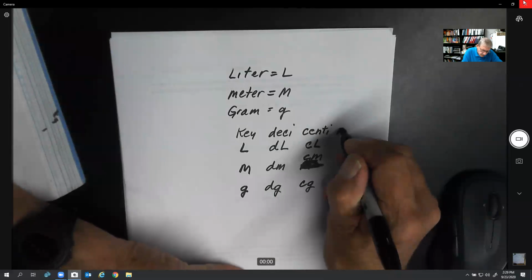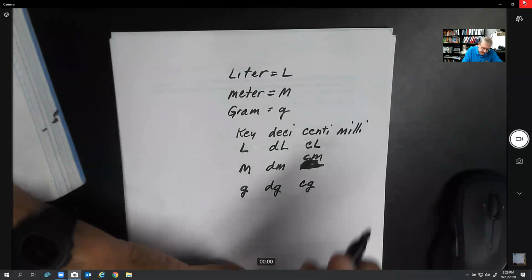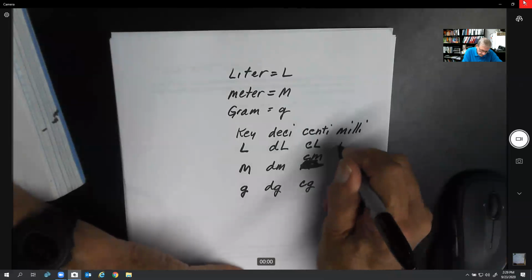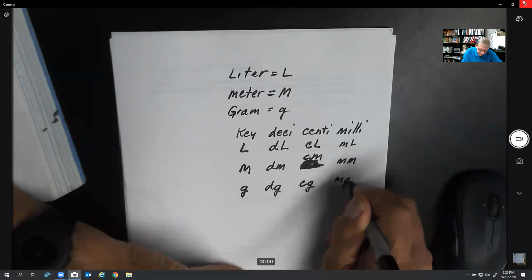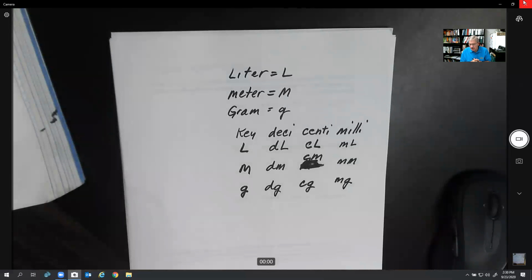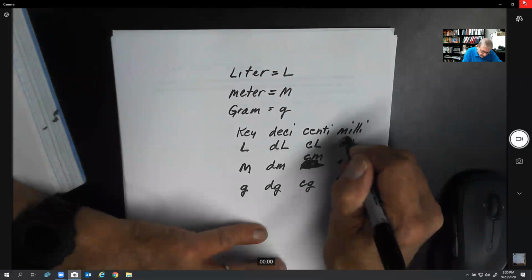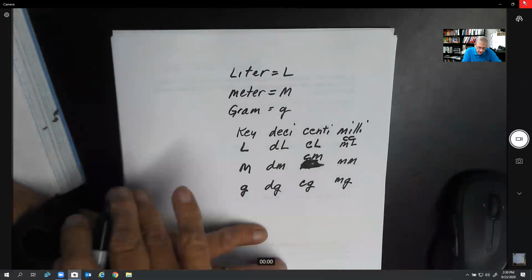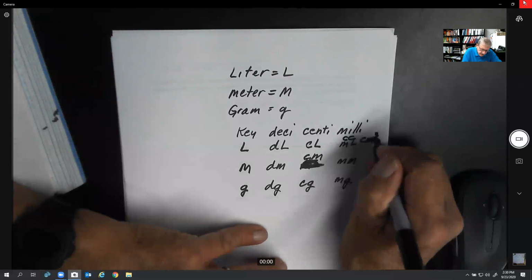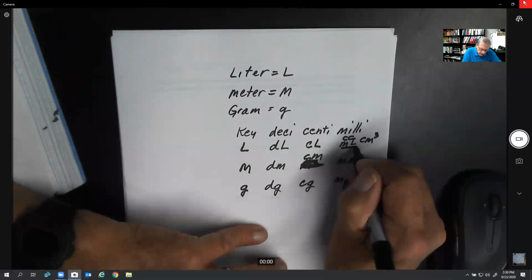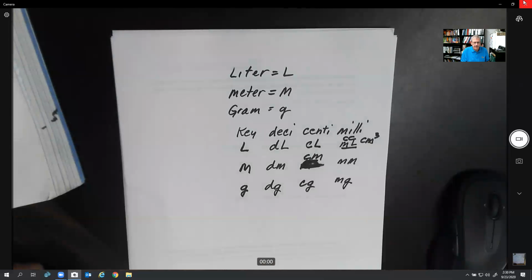Then the last prefix is milli. Milli means 1,000. So we have milliliter, millimeter, milligram. Milliliters can also be described as cc's, like in medicine, or sometimes centimeters cubed. They all mean the same thing: milliliter, cc's, or centimeter cubed.